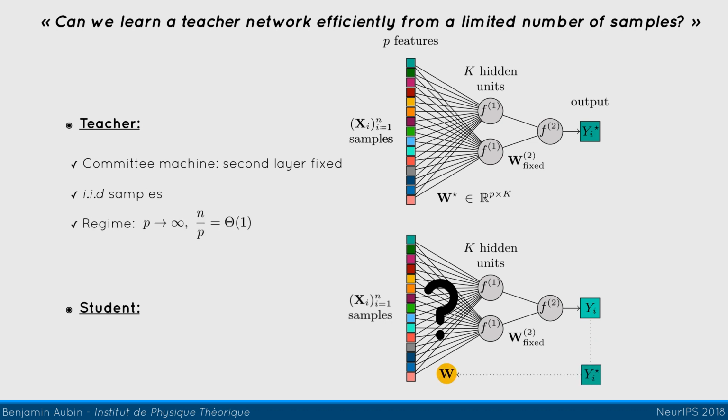Let me emphasize we consider a theoretical infinite input size limit, and the ratio between the number of samples and input size is of order 1. Our goal here is to understand if this learning task is possible and to quantify the effectiveness of neural networks in this simple model. Our main result deals with the generalization error in the Bayes optimal case.